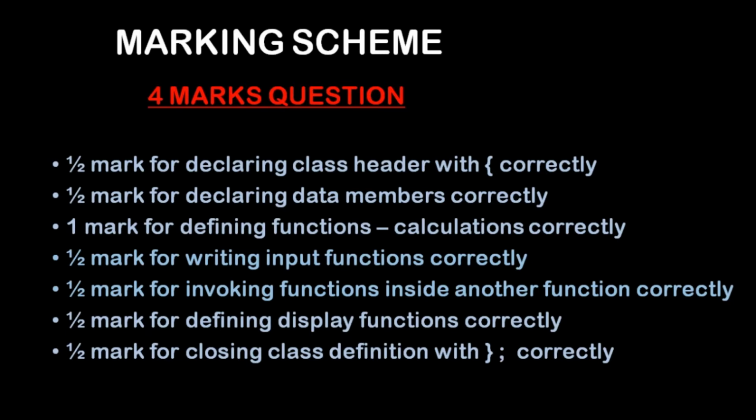Next half mark is allotted for declaring the data members correctly. The data members are the variables along with the data type, and you have to see the question properly, like whether it is given in private scope or public scope or in protected scope. As per that, you have to define it. That carries half mark. Next 1 mark is allotted for defining the function calculations correctly.